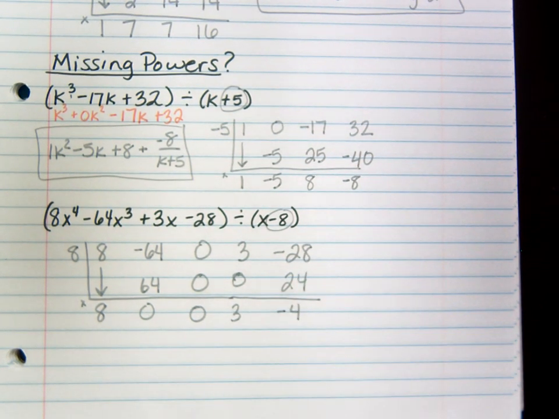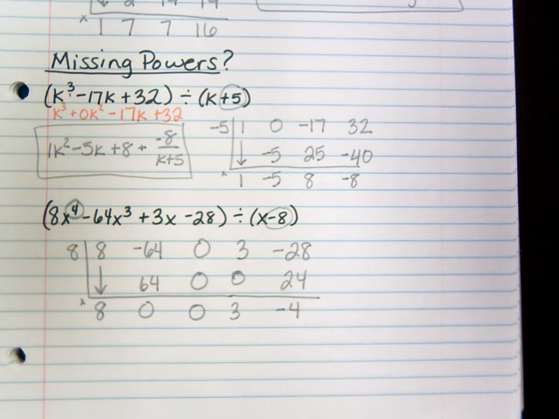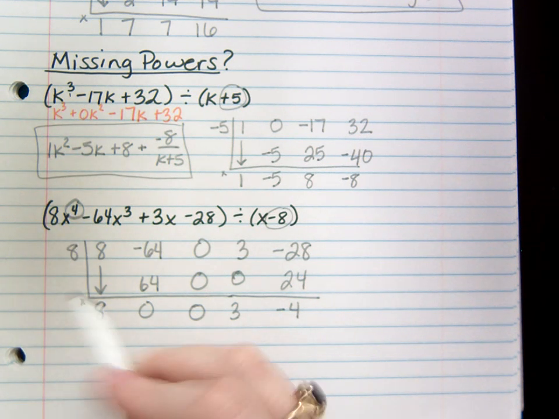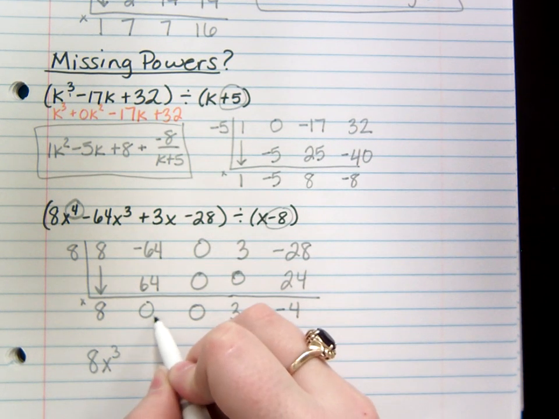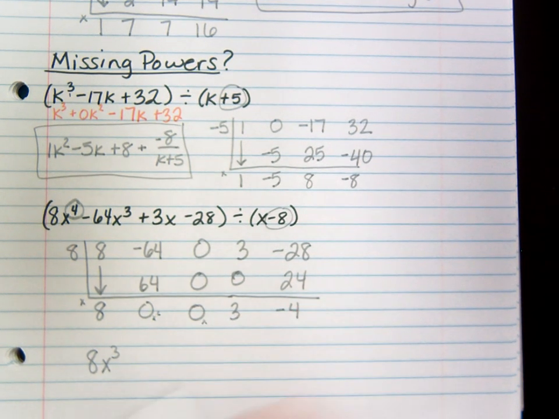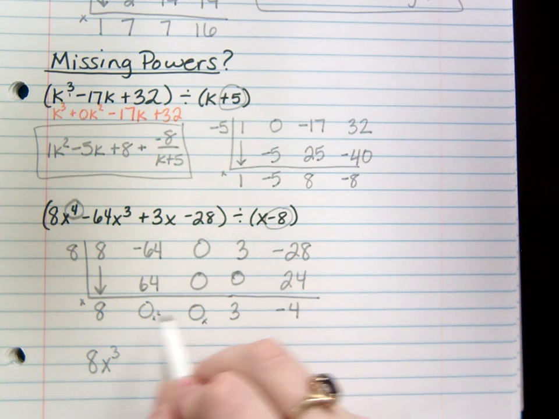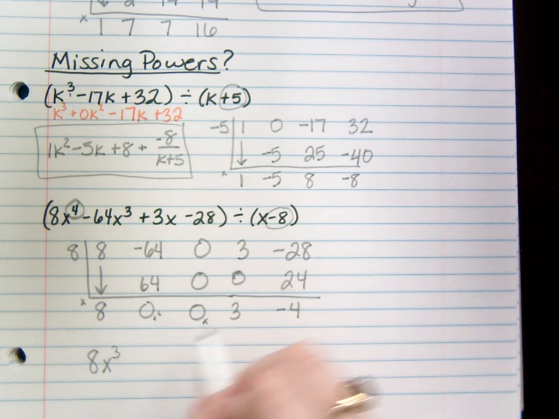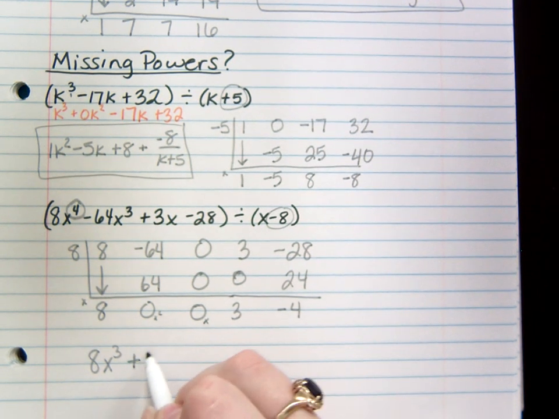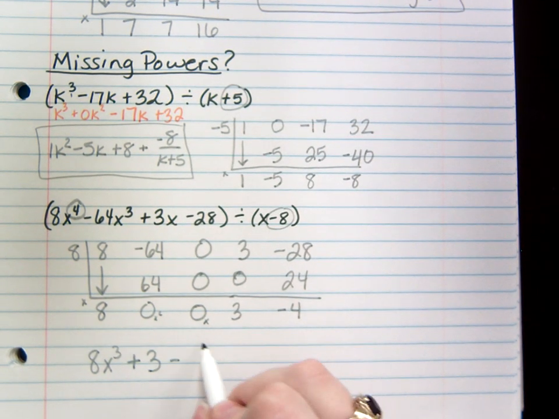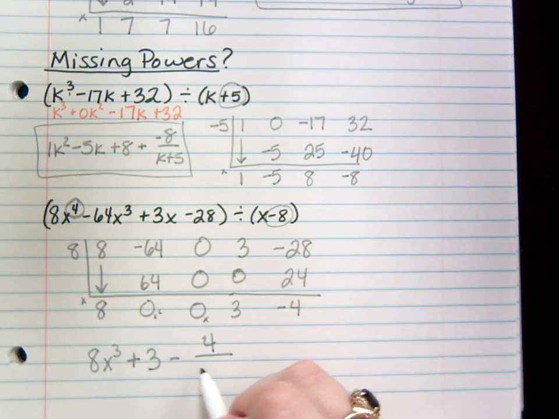Now, when I go to write my answer, I have x to the 4th in my original, so I go down a degree. I'm going to start with x cubed. So 8x cubed, 0x squared, 0x. So I don't have to put these in there. So if this is x squared and this is x, this is no x, so it's just 3. And then the leftover, the remainder, I put over x minus 8.